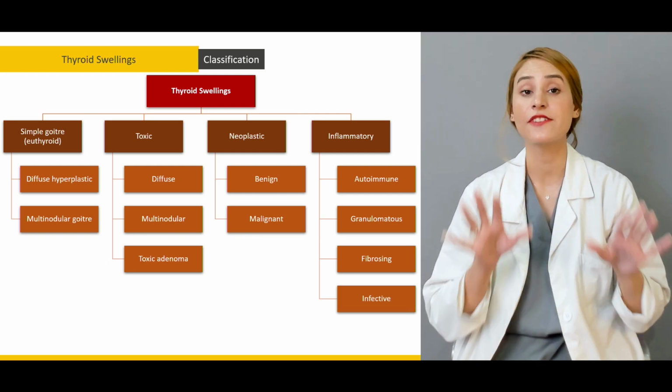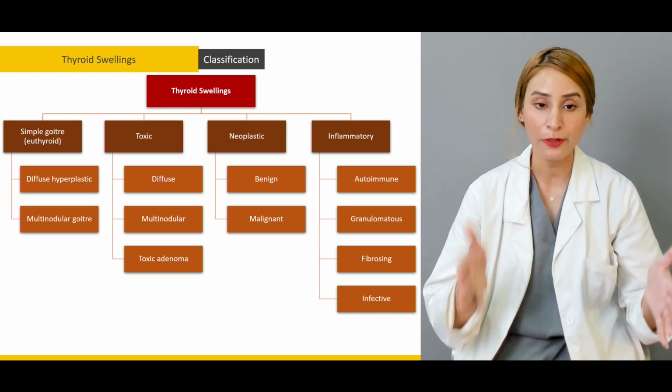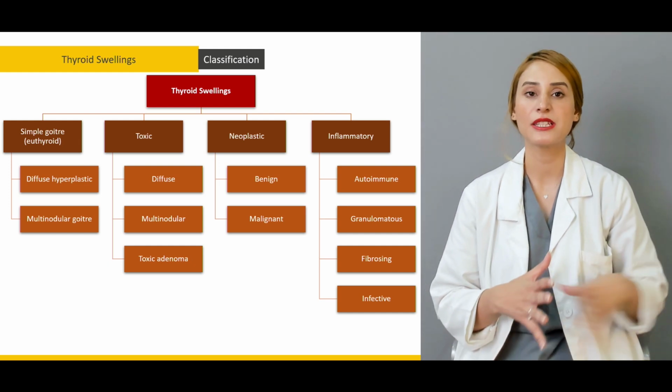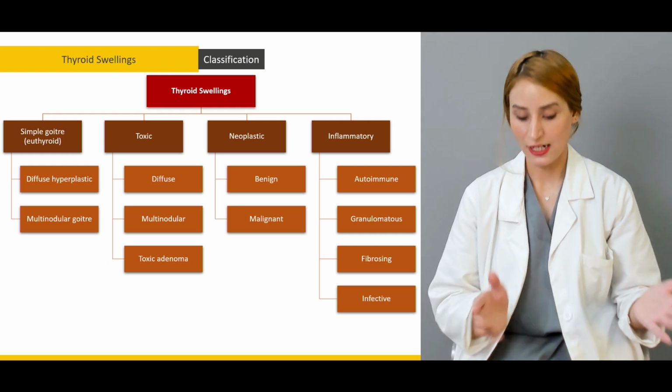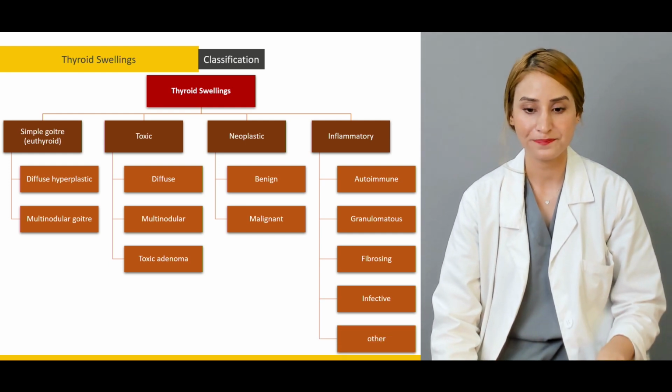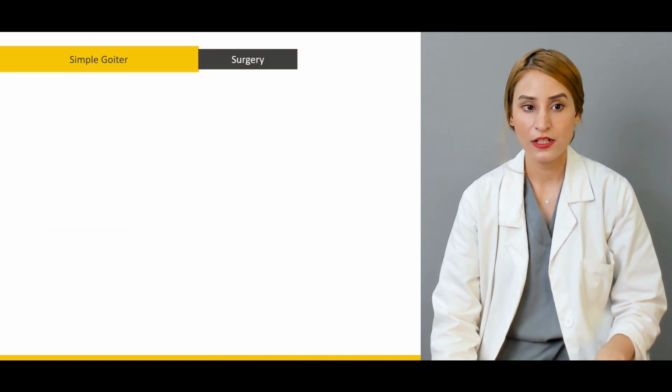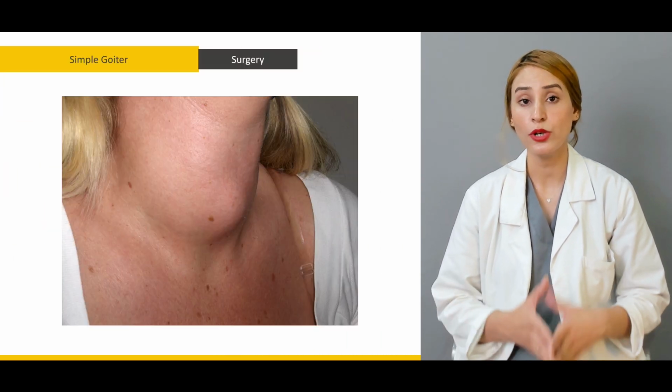right? So this is a very, very nice flow sheet. It can help you understand what kind of pathologies are taking place in the thyroid gland. So you need to understand it very nicely, right? So moving on to the next slide, we're going to talk about the simple goiter.